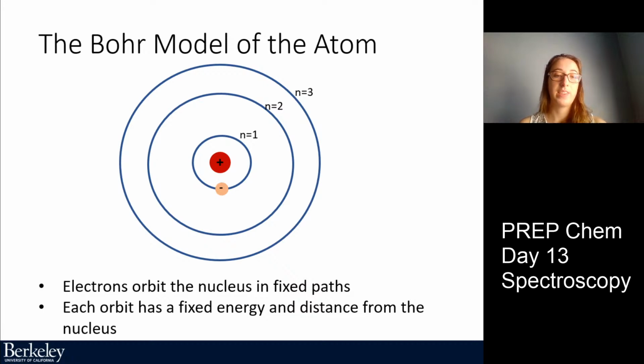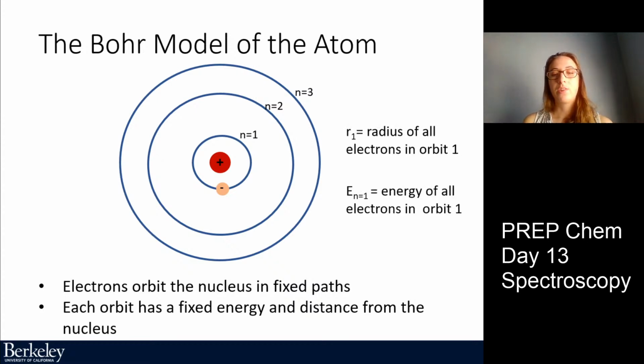So for example, say we had an electron in our n equals 1. This electron is just going to be orbiting in this fixed path, right? So it's always going to stay in this path. Its radius is never going to change, and its energy is not going to change unless perturbed by an outside source.